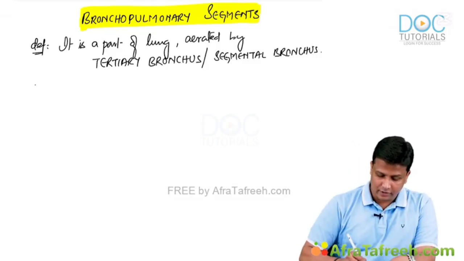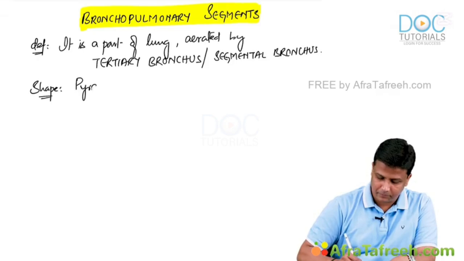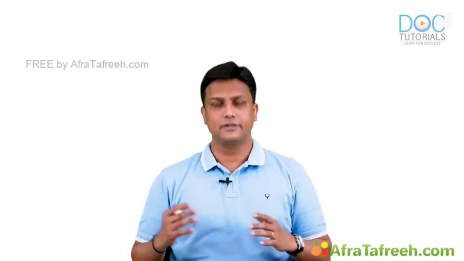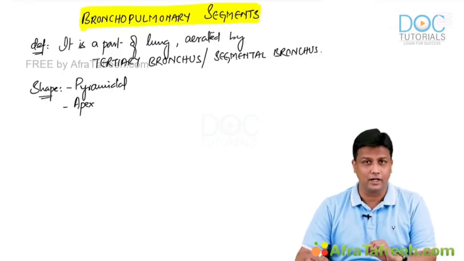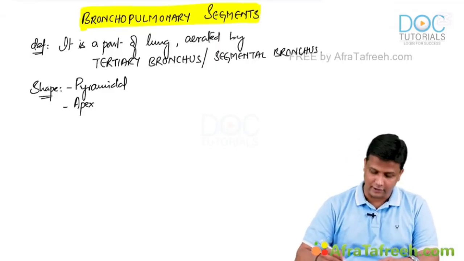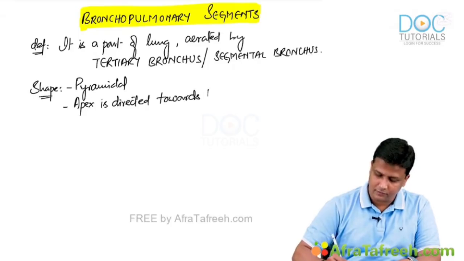Now once you are comfortable with the definition, the next thing is the shape of the bronchopulmonary segment. Remember, it will be pyramidal in shape. Each and every bronchopulmonary segment will be pyramidal in shape. And remember, a pyramid will always have an apex. The apex of all the bronchopulmonary segments is directed towards the hilum of the lung. I repeat again, the apex of all the bronchopulmonary segments is directed towards the hilum of the lungs.